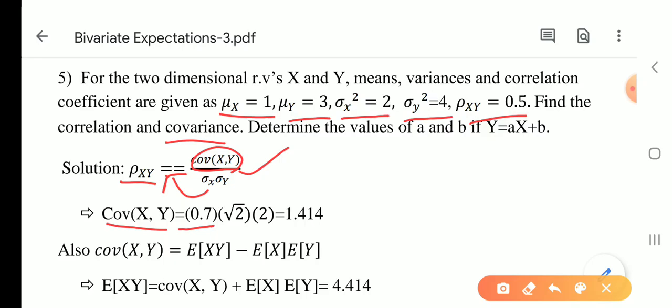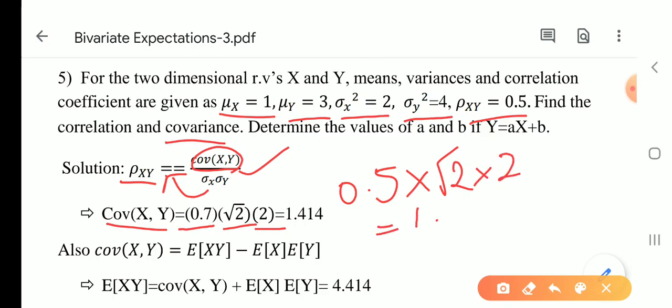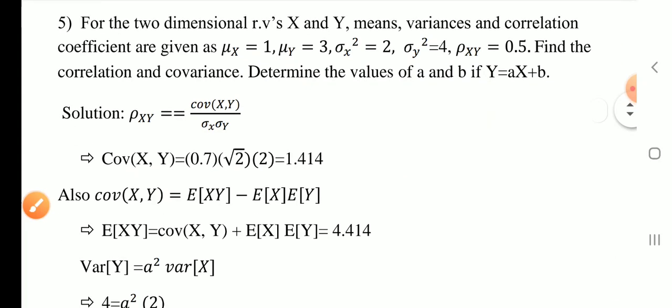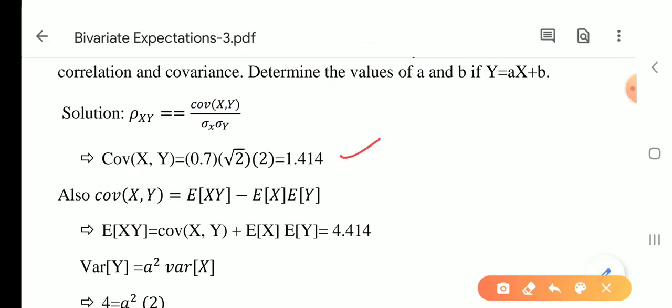So put 0.5 here. It is a typing error, written as 0.7. So make it 0.5. Sigma x square is equal to 2, so sigma x becomes square root of 2. Sigma y square is equal to 4, sigma y becomes 2. When you multiply 0.5 into square root of 2 into 2, you get the value as 1.4114. So the value of covariance of xy is found to be 1.1414.